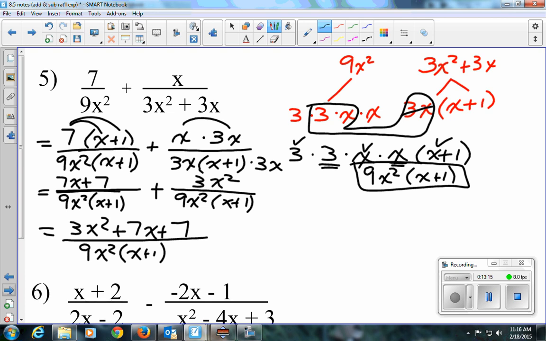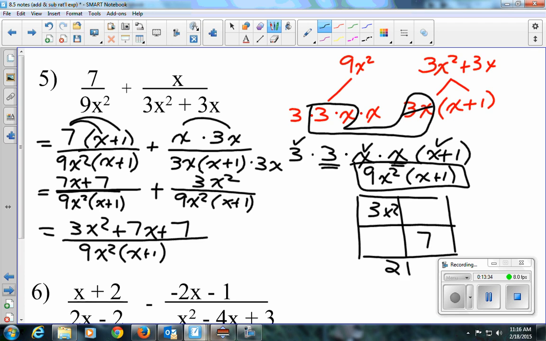Questions? Okay, now you do have to double check here. Take this top, see if it will factor. It starts with a 3. There's no greatest common factor to factor out. So I'd say 3x squared here, a 7 here. 3x squared times 7 is 21x squared. Are there factors of 21x squared to add to my middle of 7x?